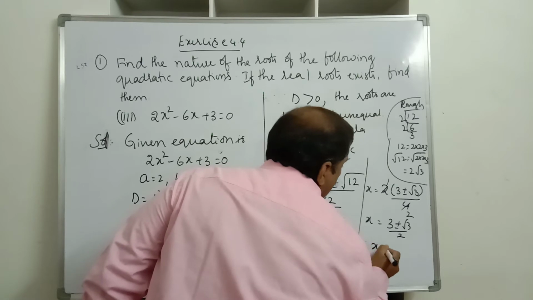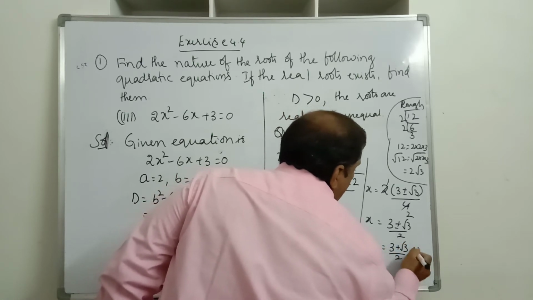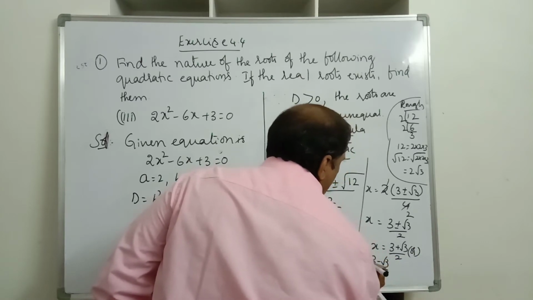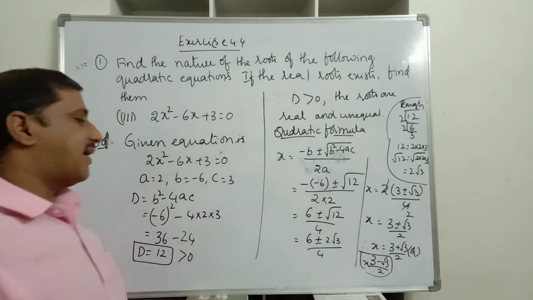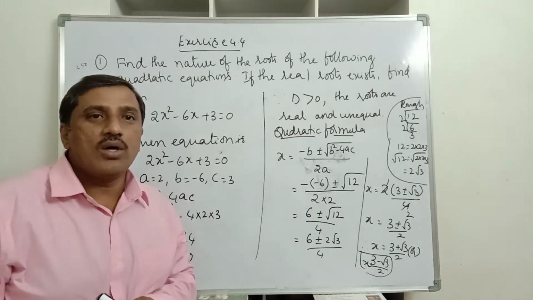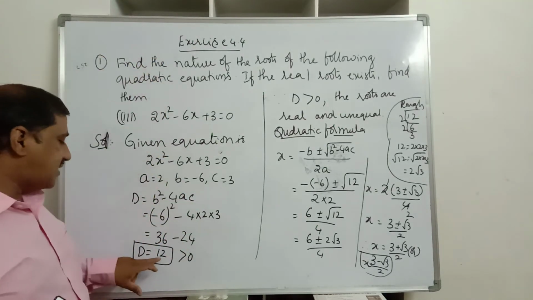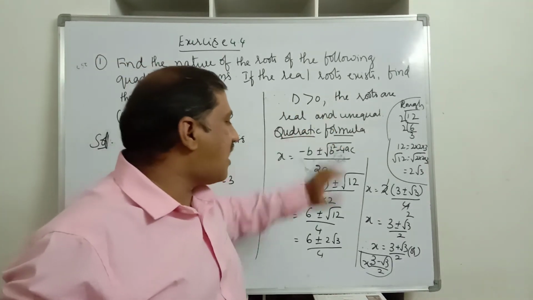Therefore x is equal to 3 plus root 3 by 2, or 3 minus root 3 by 2. Like this we get two different roots, two unequal roots. As I said, here D is equal to 12, which is greater than 0. Therefore the roots are real and unequal.